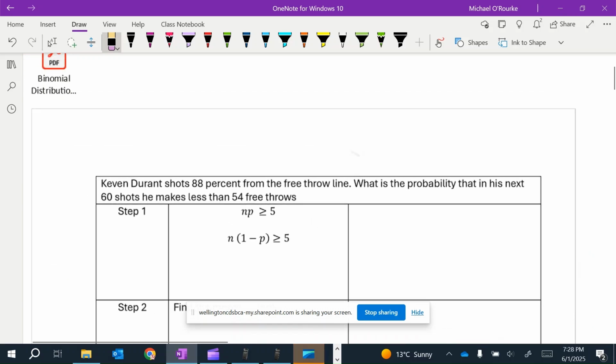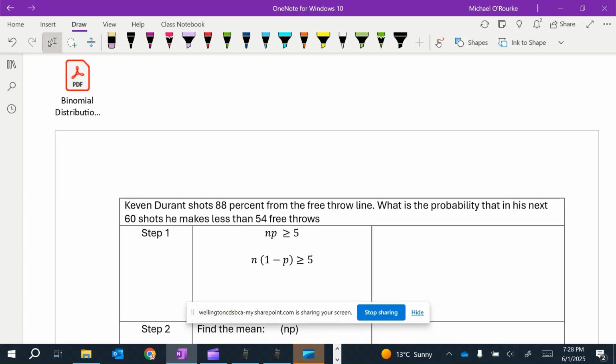Okay, so today we're doing binomial distribution probability. Before we did binomial, we were looking for an exact number. That was the formula nCk times p to the k times 1 minus p to the n minus k. So that was independent and exact.